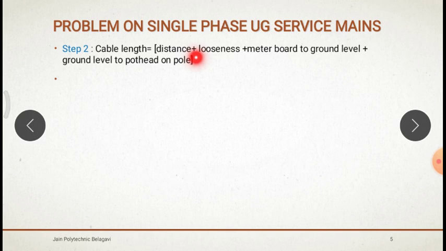So distance is 10 meter, and looseness we are taking 2 meter extra, and meter board to ground level is 3.5 meter, and here ground level to the pot head we are taking extra 4.5 meters. So that is what I have written here: 10 plus 2, this is for 3.5 and this is for 4.5. So 3.5 plus 4.5, how much is it? 8 meters. So 10 plus 10, 20 meters. So 10 meter extra we need.